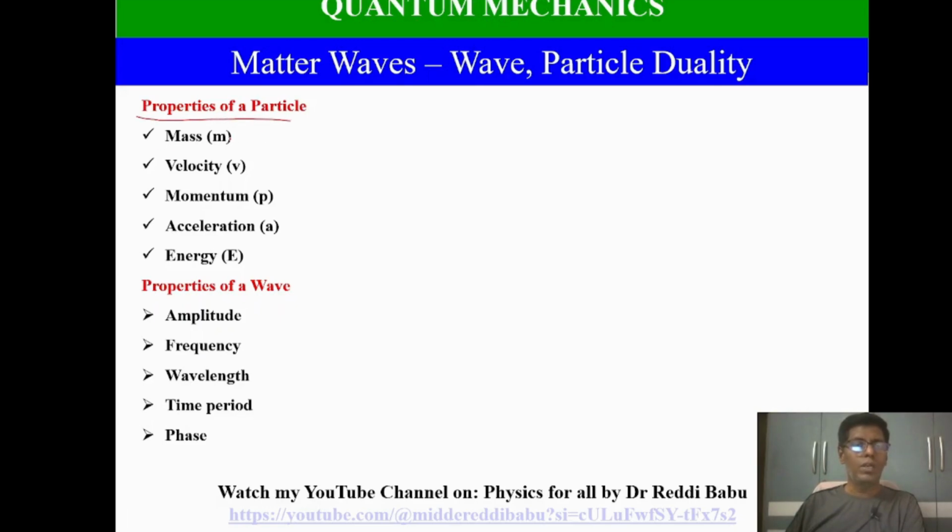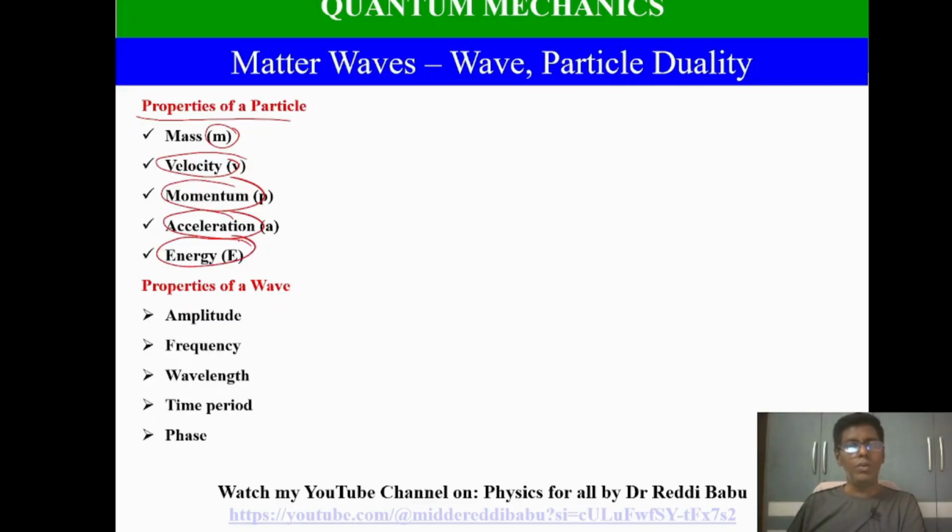Generally we know that a particle is described by mass m. When the particle is moving from one place to another place, that particle has to gain velocity. Because of the mass and velocity of the particle, that particle has to gain momentum. Then due to the change in velocity, that particle has to gain acceleration as well as energy.